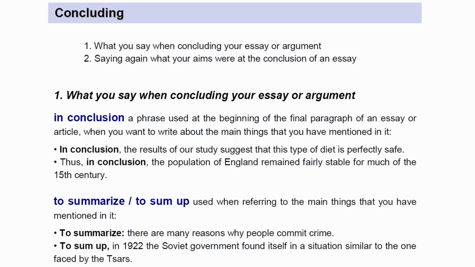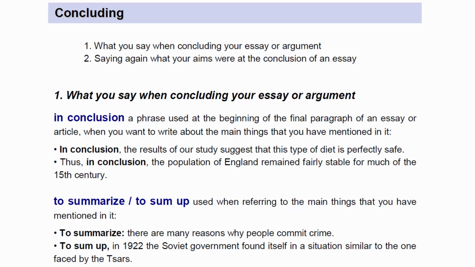Let's take a start. You can say "in conclusion". It is basically a phrase used at the beginning of the final paragraph of an essay or article when you want to write about the main things that you have mentioned in it. In conclusion, the results of our study suggest that this type of diet is perfectly safe. Thus, in conclusion, the population of England remained fairly stable for much of the 15th century. A wonderful sentence for report writing.